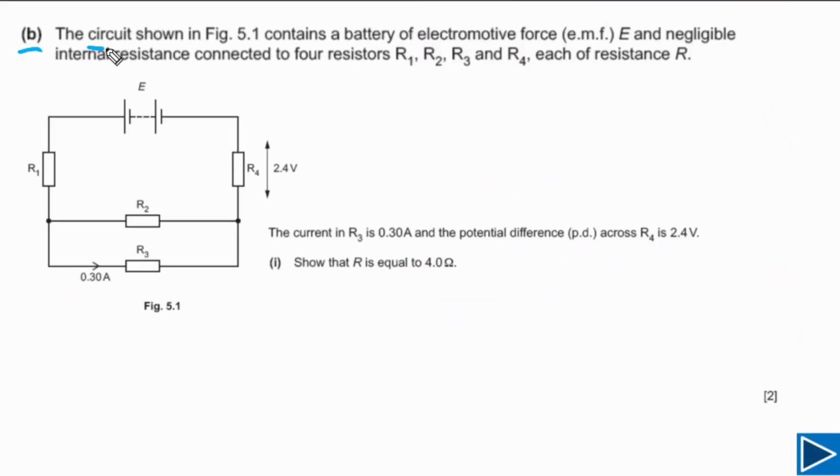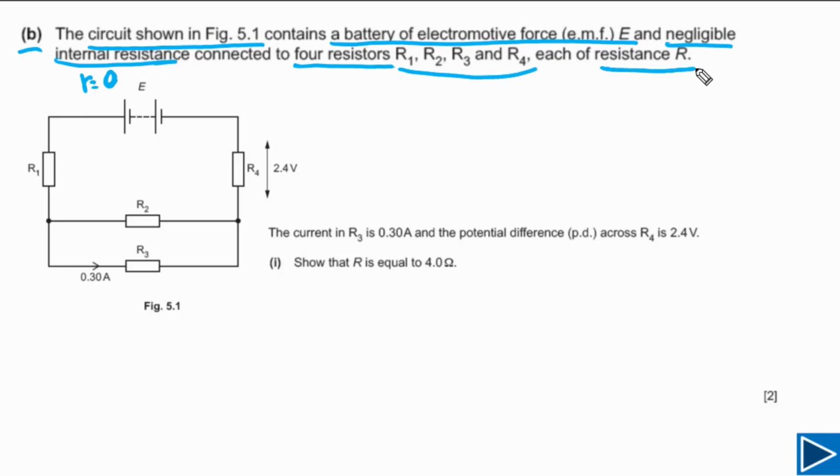For part B, it is given to us the circuit shown in figure 5.1. It contains a battery of electromotive force capital E and negligible internal resistance, means internal resistance of this battery is equal to 0. We can assume this is equal to 0. And it is also given to us there are 4 resistors, and all these resistors have the same resistance. So it simply tells us that all the resistors in this circuit are identical resistors. So simply we can write down all the resistors are identical resistors because they have the same resistance.